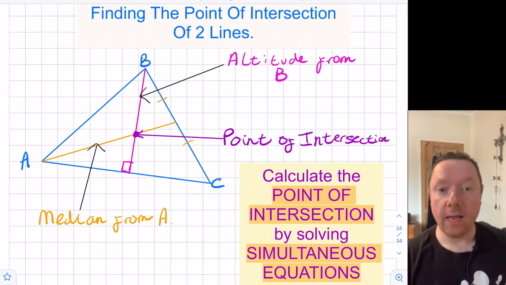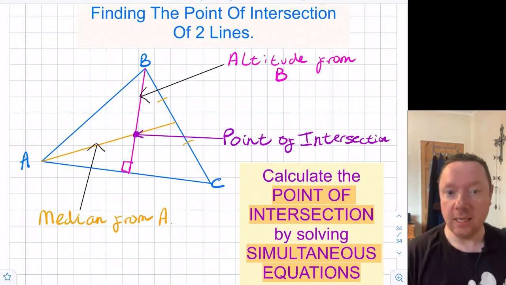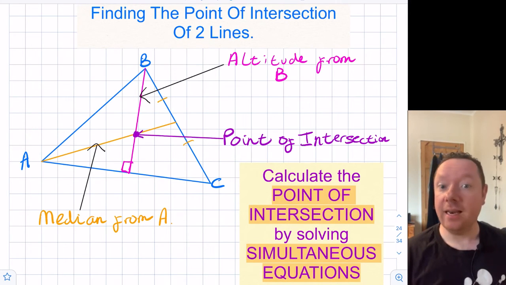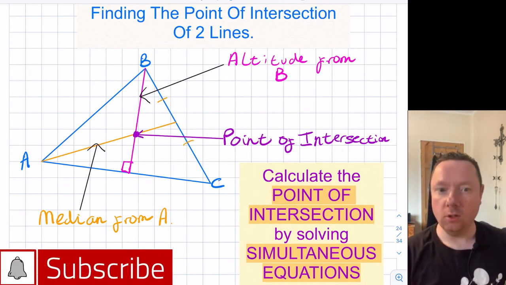Today we're going to be looking at higher maths, and we're on straight lines still. We're almost at the end. We're looking at the point of intersection between two lines. So what I mean by that is if you have two lines like an altitude, maybe of a triangle, and a median meeting together, what are the coordinates of that point?